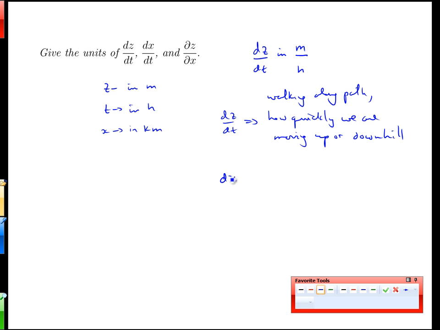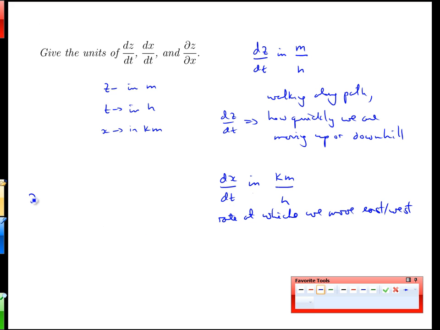dx dt. This is in kilometers per hour, again simply by the units of x and the units of t. What does it represent? Well, dx dt is the rate at which we move east, or west, I guess. That component of our motion, east or west, is the x variable, and we're asking how quickly we're moving in that direction. So the rate of change of x with respect to t.